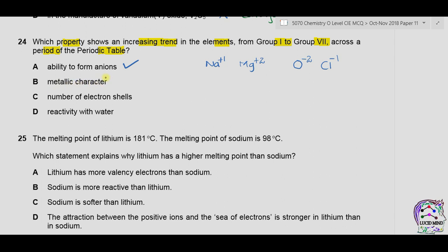B. Metallic character. Now metallic character is the loss of electrons. As we can see that the loss of electrons decreases and the gain of electrons increases, so therefore metallic character is the thing that is decreased, it is not increased. Part C. Number of electron shells. Now in the same period, the number of electron shells does not change, they are always the same. D. Reactivity with water. Now alkali metals are most reactive with water, then the reactivity actually decreases as we move along the period. Correct answer is A.